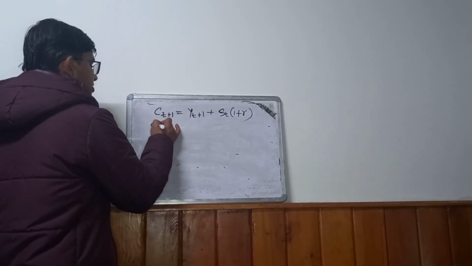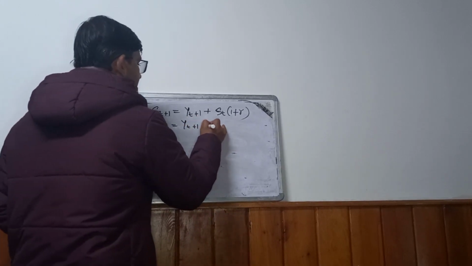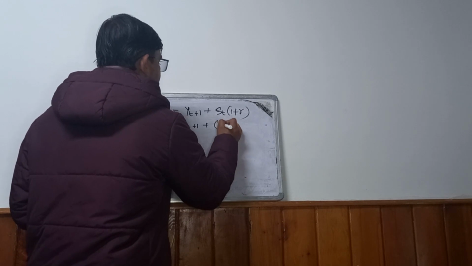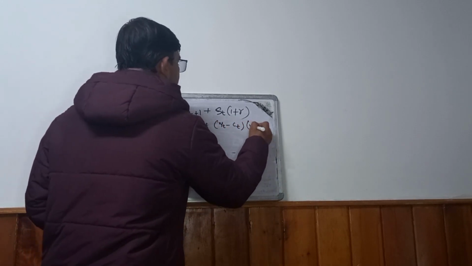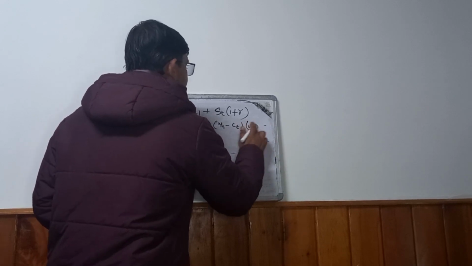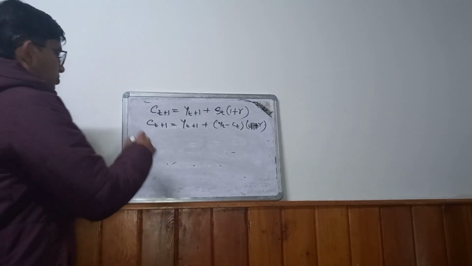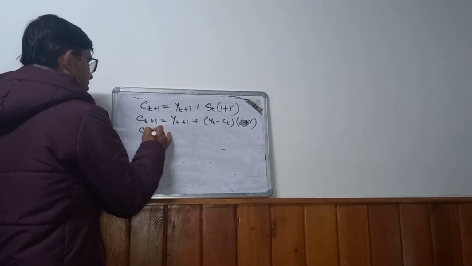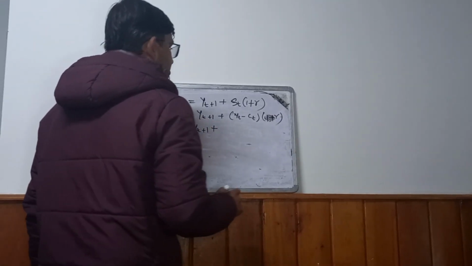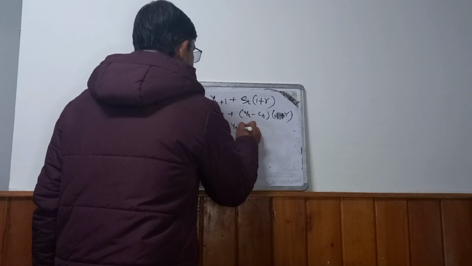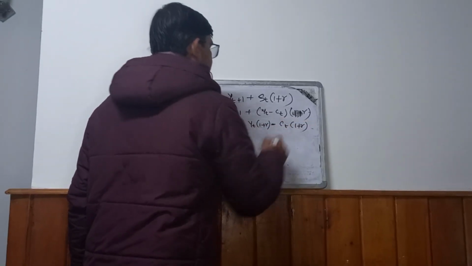So from this equation, what can we write? Ct+1 equals Yt+1 plus St into (1+r). This St is nothing but Yt minus Ct, into (1+r). So from here, what can we write? Ct+1 equals Yt+1 plus Yt into (1+r) minus Ct into (1+r).